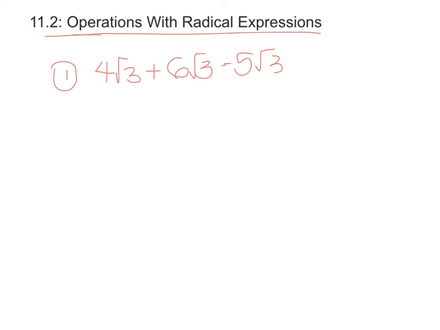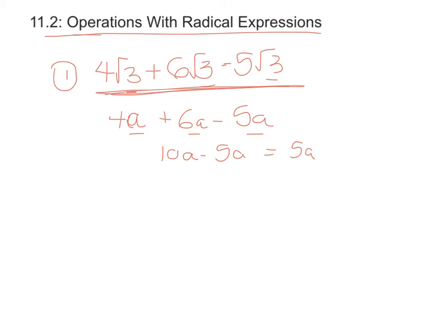And when we're adding and subtracting radicals, it's just like as if you were working with variables. In other words, all of the radicals, just think of them as a variable. So in the first one, it's like if I had 4a plus 6a minus 5a, then because they're all like terms, I can combine them and I would get 10a minus 5a, which is 5a. So I'm going to do the same thing, but do it with radicals.